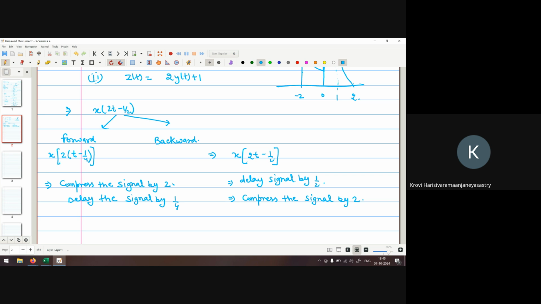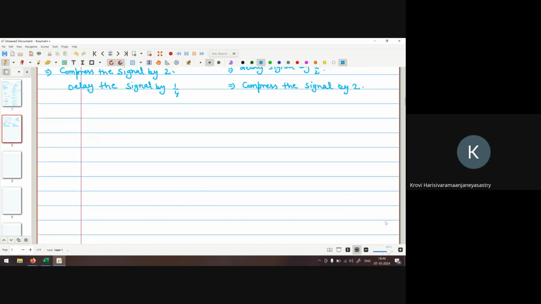Sir, will the critical points be like minus 0.75, 0.75, and 1.25? Okay, so if I draw the signal, it starts with -1, then 1/2 and 1. This is x of 2t.